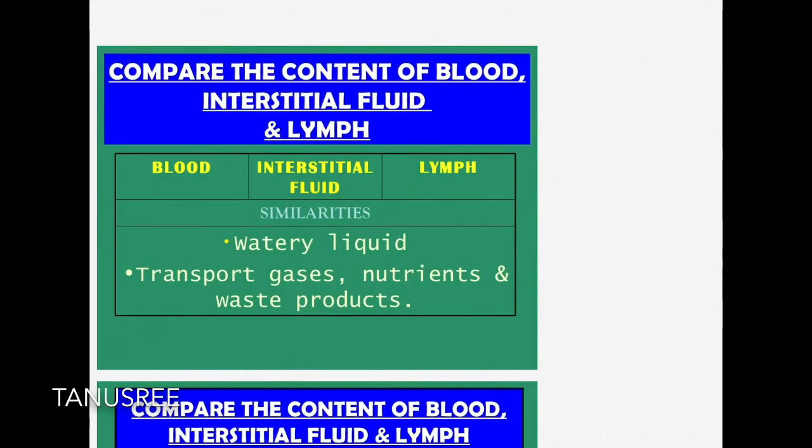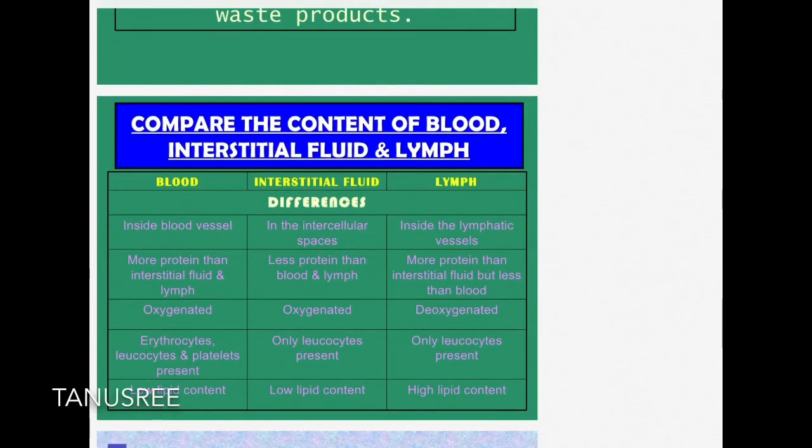So, if we are to look at the similarities and the dissimilarities, blood, tissue fluid and lymph are all watery in nature and they are helping in the transport of gases, nutrients and waste products. Looking into the differences, location-wise, blood flows through the blood vessels, the tissue fluid is surrounding the intercellular spaces and the lymph is located within the lymphatic vessels.